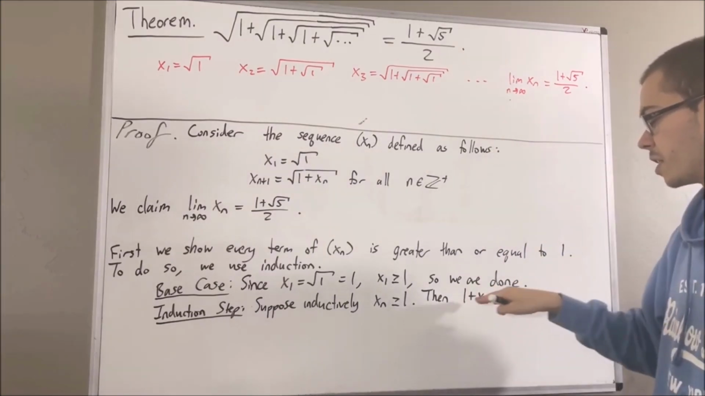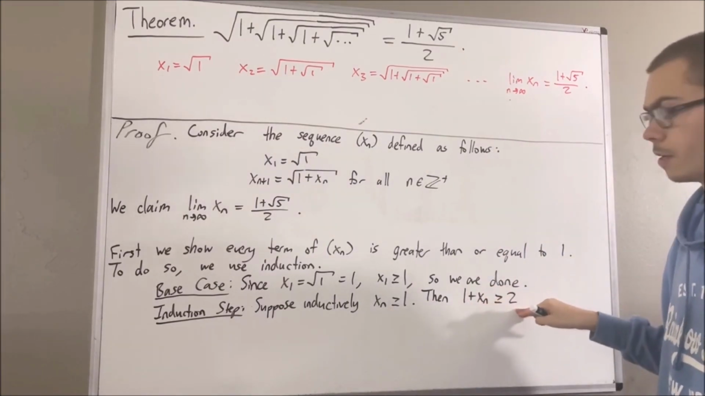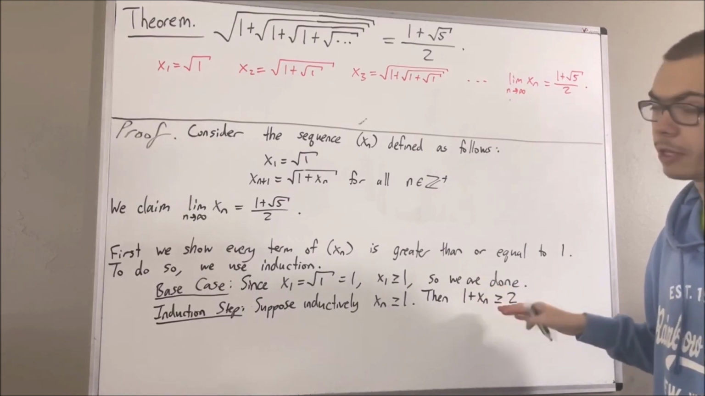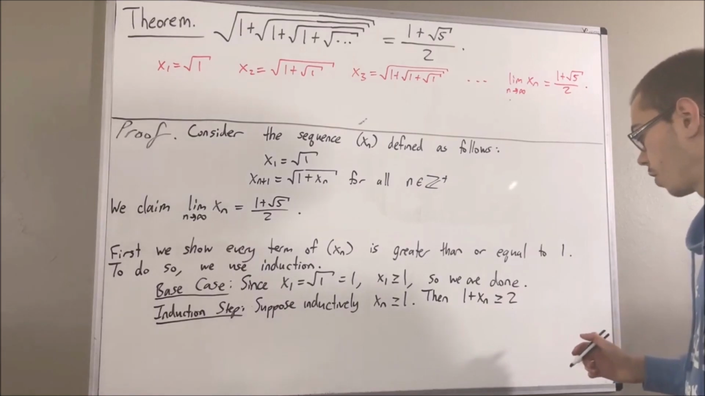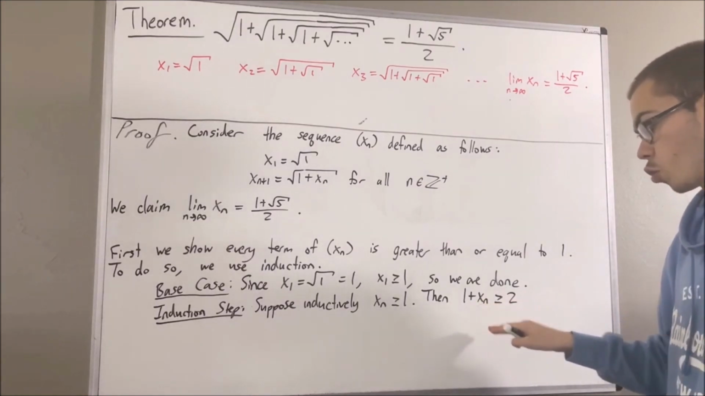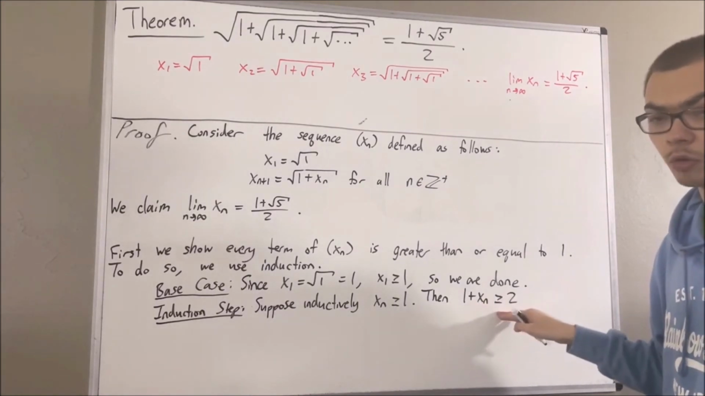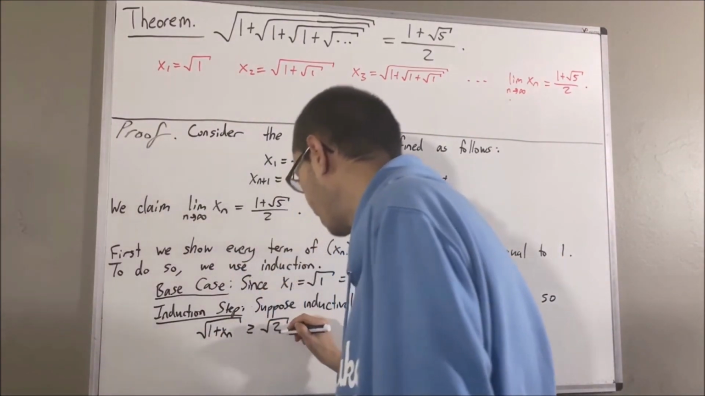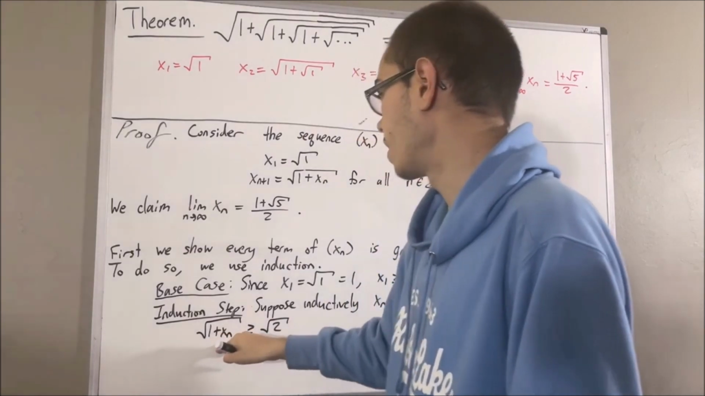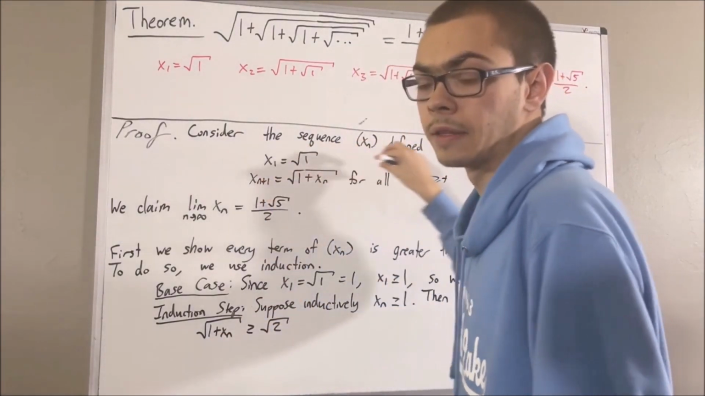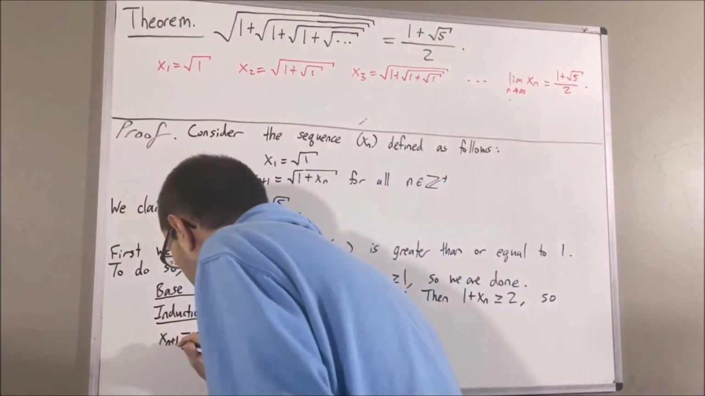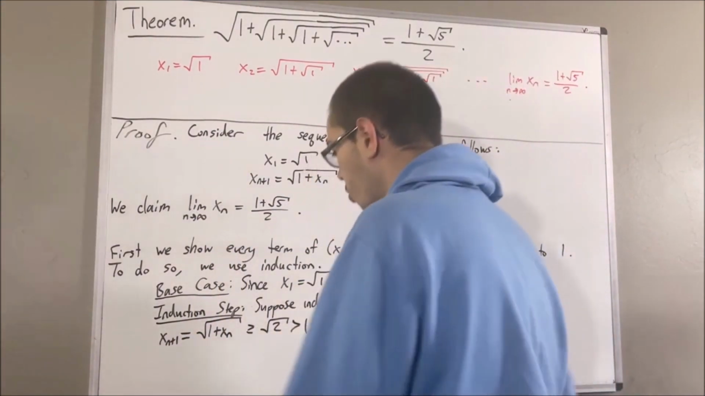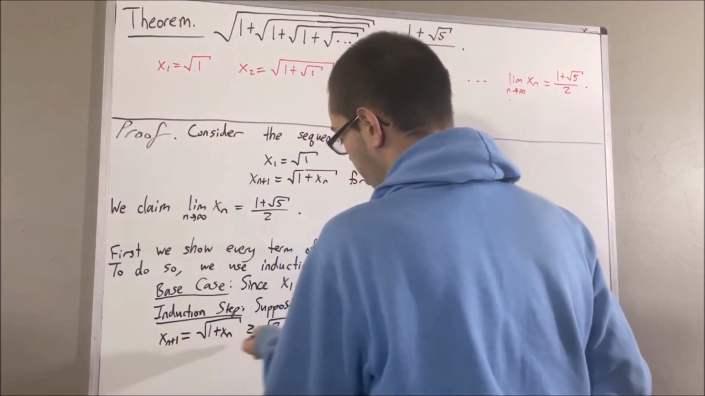And now, since both of these guys are positive, well then if we take the square root of both of them, the sign of the inequality will remain the same, right? That's a property of square roots that we're going to use here. So really, this implies that the square root of 1 plus xn is greater than or equal to the square root of 2. And the square root of 1 plus xn is equal to xn plus 1 by definition of our sequence. And we know that the square root of 2 is greater than 1. So xn plus 1 is greater than or equal to 1.